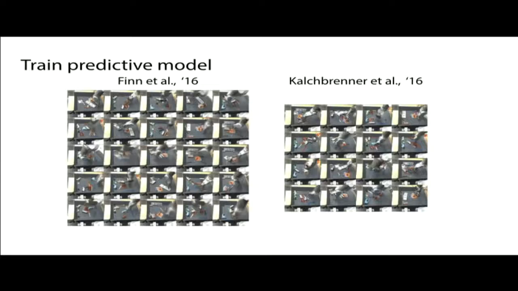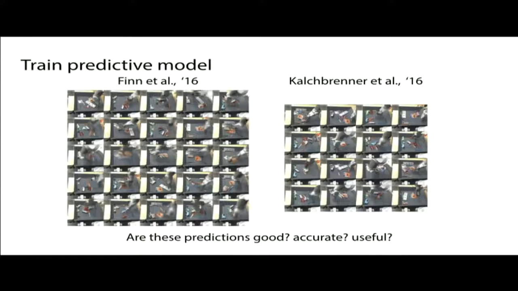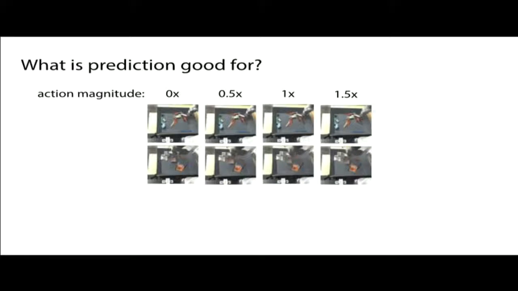And so, qualitatively, if you think about which, are these predictions good? Is one of them better than the other? Is one of them more accurate than the other? Or more useful than the other? It's really hard to evaluate, and that's really an open research question in the field of generative modeling, especially for video. And one of the things that you can use it for is for control, like I'll talk about next. So what are these predictions good for?